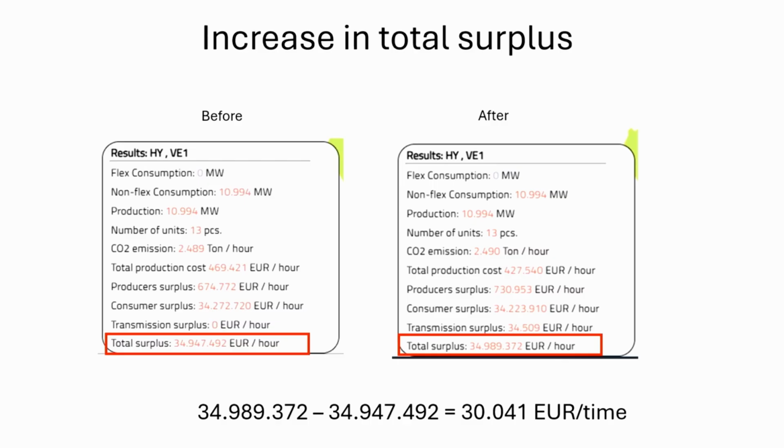The first thing we should do here was to calculate the increase in total surplus. And this here was the surplus before building the interconnector. This here was after building the interconnector. So we have to subtract this figure from this, and then we can see that the increase in total surplus is about 30,000 euros per hour.